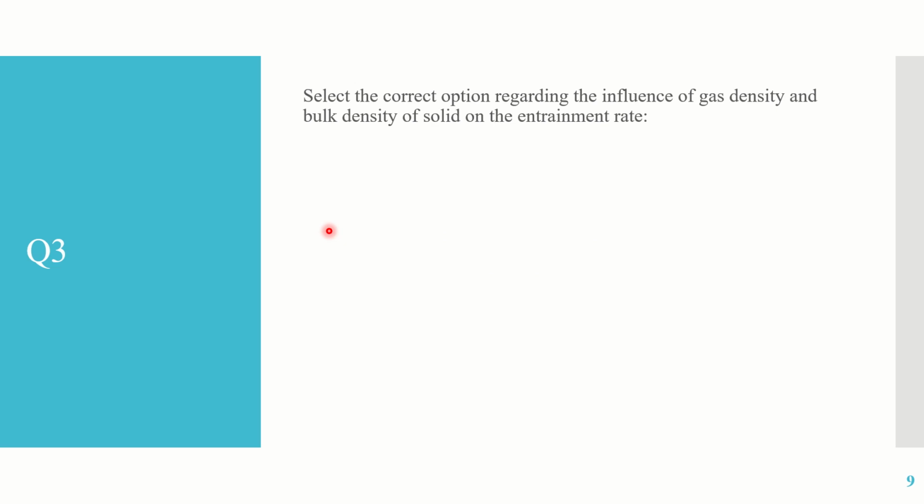So we'll move on to question 3. In question 3 it is asked to select the correct option regarding the influence of gas density and bulk density of solid on the entrainment rate. So here it is asked to see how entrainment rate is influenced by gas density as well as the bulk density of solid. So the first option given is: entrainment rate increases with an increase in the bulk density of solid.